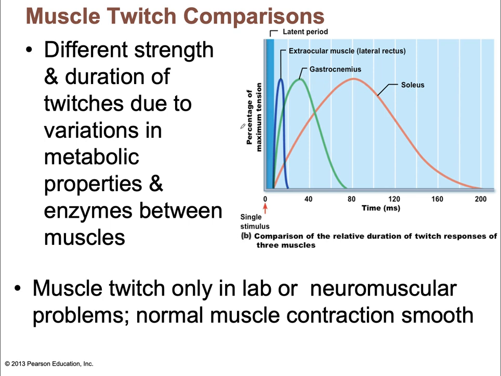And the reason for this is that the muscle fibers that make up these different muscles have different metabolic properties. Some are designed for generating tremendous power but are easily fatigued. Some are designed for long-term work and don't fatigue very easily, and then some are in between those two types. So this is again a lab phenomenon.